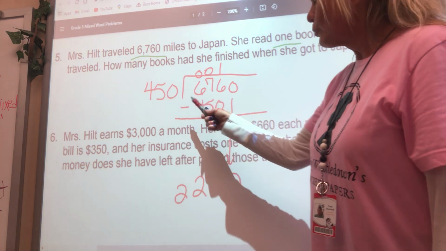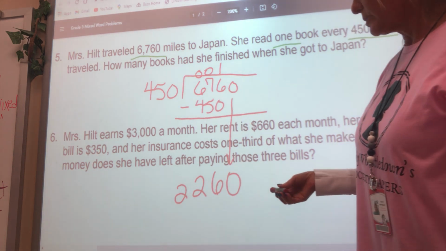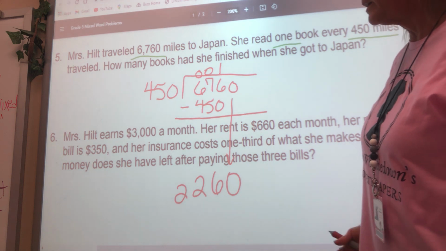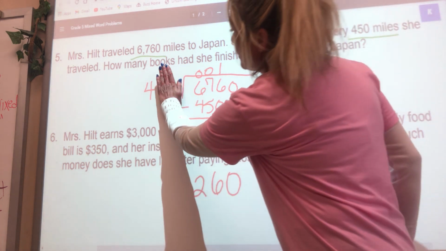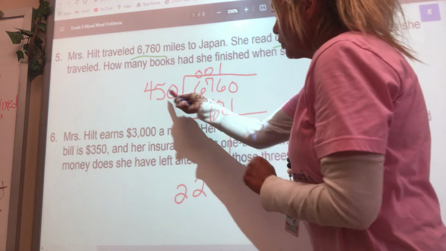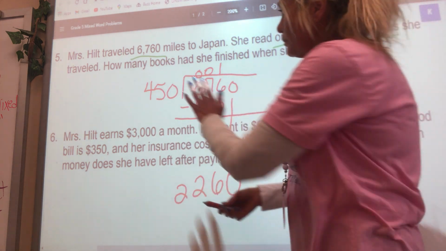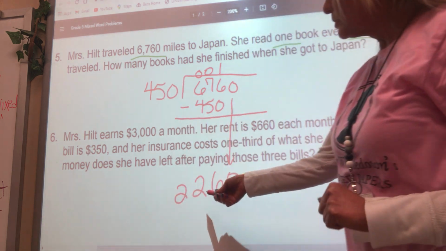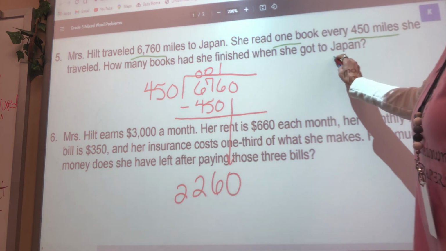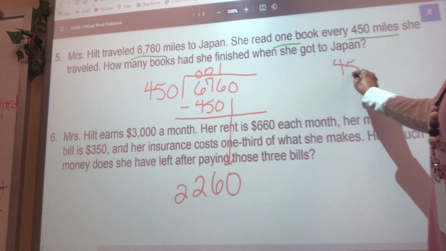Okay, I know 450 will go into 2,260, but if you have no idea how many times, you don't even know where to start. Cover up everything but the first number. Okay, 4 won't go into 2, but 4 will go into 22. And 4 will go into 22 about 5 times. So let's check it with a 5.